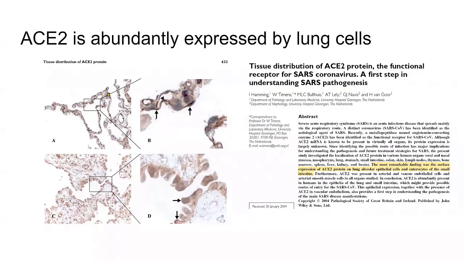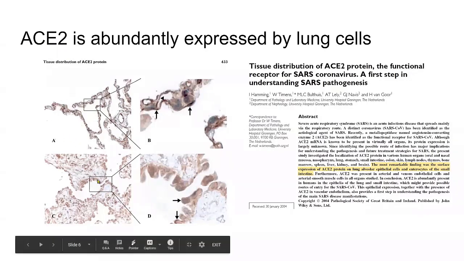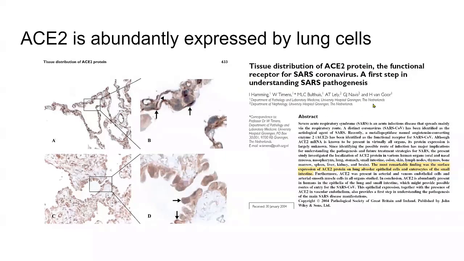So where is ACE2? This is lung tissue, and this is also lung tissue. And the stain, the dark spots, indicate ACE2 is here in these lung cells. This was published by scientists from the Netherlands, and in their abstract, I highlighted it: the most remarkable finding was the surface expression of ACE2 protein on lung alveolar epithelial cells. So there's a lot of it in the lung cells, and this is what allows the virus to specifically attack the lungs of humans.